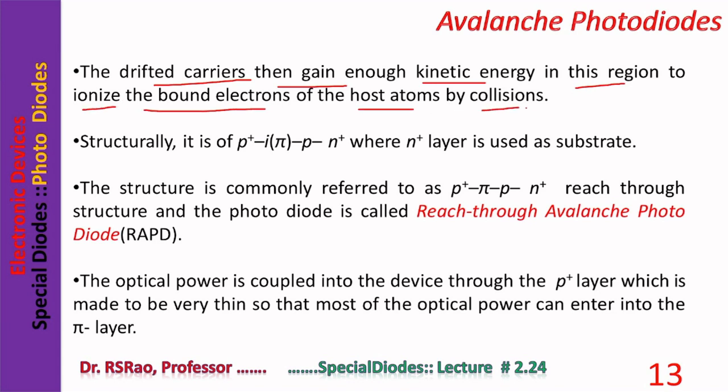Structurally, it is of P plus, I stands for intrinsic, P, N plus. Plus means more concentration, where N plus layer is used as substrate. The structure is commonly referred to as P plus pi P N plus reach through structure, and the photodiode is called reach through avalanche photodiode, RAPD. The optical power is coupled into the device through P plus layer, which is made to be very thin so that most of the optical power can enter into pi layer.